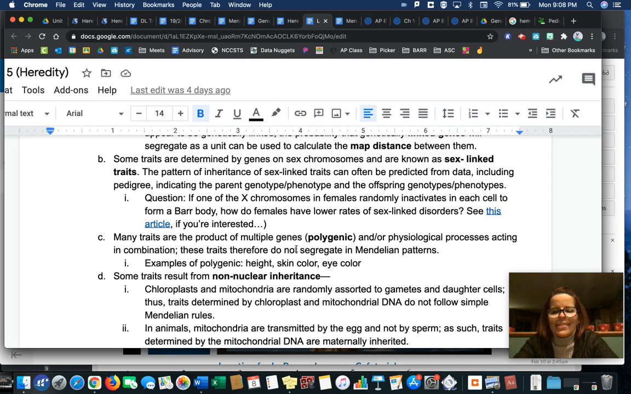So map distance is the same as the percentage of times that they cross over. So if it says 28%, then they are 28 map units apart.